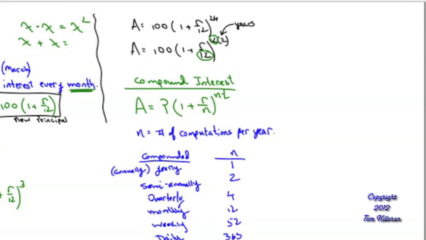365. So if it says compounded yearly or annually, you'd say n is equal to 1. If it says compounded monthly, you'd say n is equal to 12. If it says compounded daily, n is equal to 365. So far, so good? Let's work one.